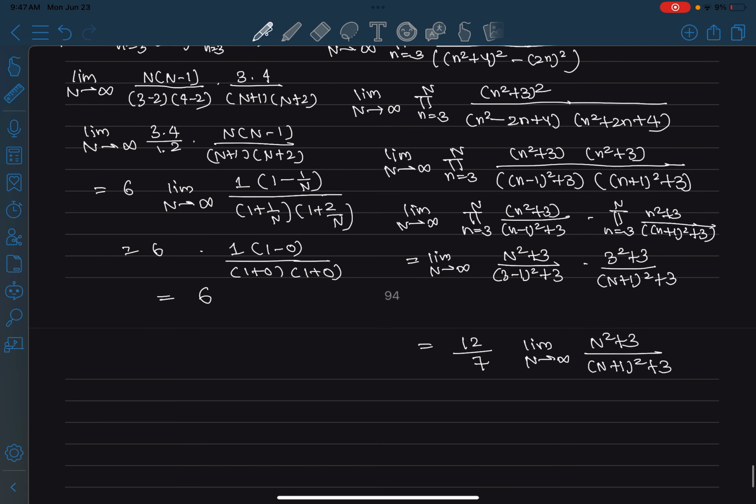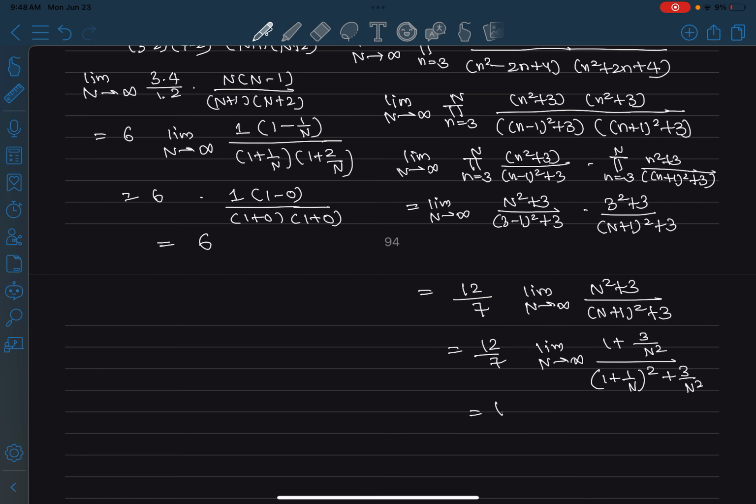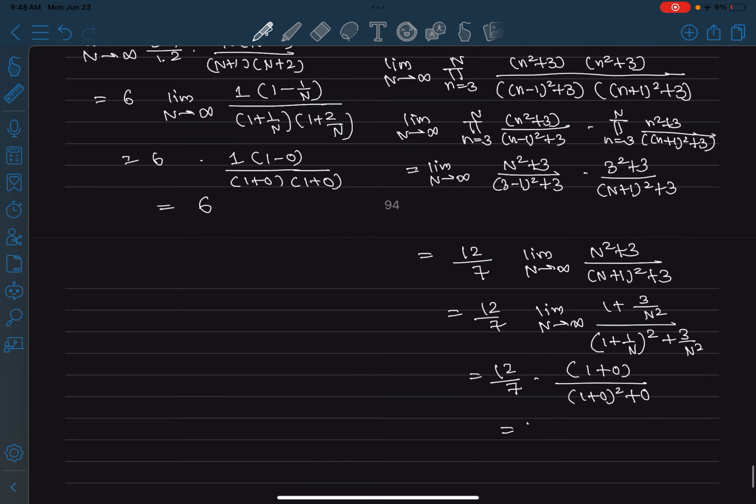Now if you try to divide both numerator and denominator by n square, what you would have is limit n goes to infinity, 1 plus 3 by n square, right? And then over here also you will have 1 plus 1 by n square plus 3 by n square, right? And now if you take the limit, this is 12 over 7 times 1 plus 0 by 1 plus 0 square plus 0, right? And that's just 1. So it's 12 over 7.